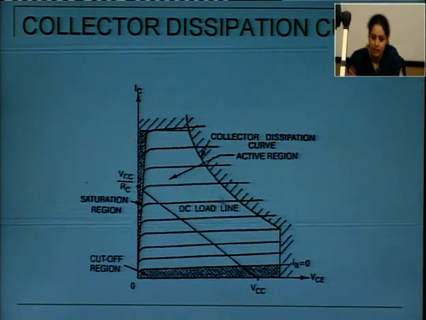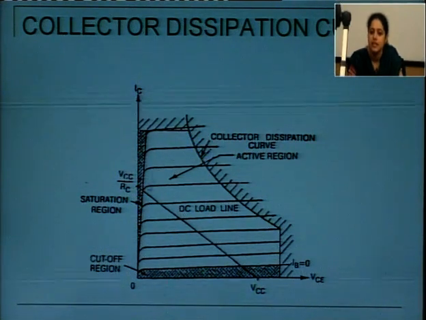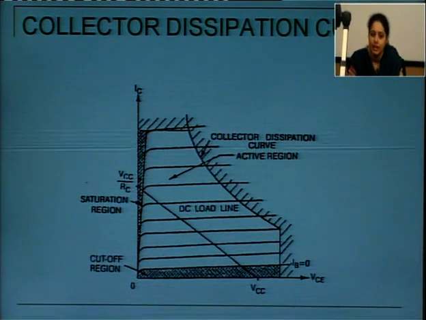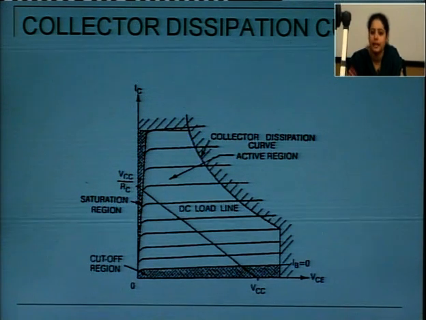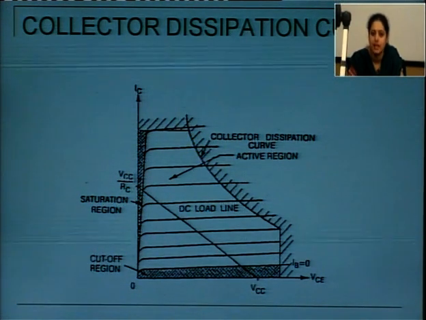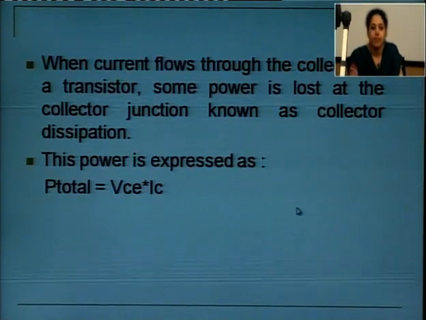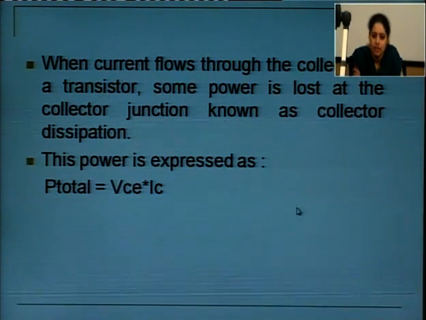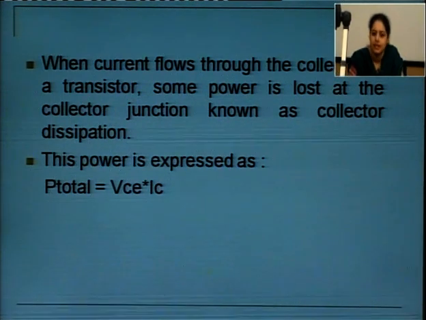Here the region that is left of the collector dissipation curve is the region at which your circuit or component can work. If your operating point is to the right of this collector dissipation curve, your circuit or component cannot operate. This collector dissipation curve specifies the operating limit of your circuit. When current flows through the collector of a transistor, some power is lost at the collector junction, and that is known as your collector dissipation.